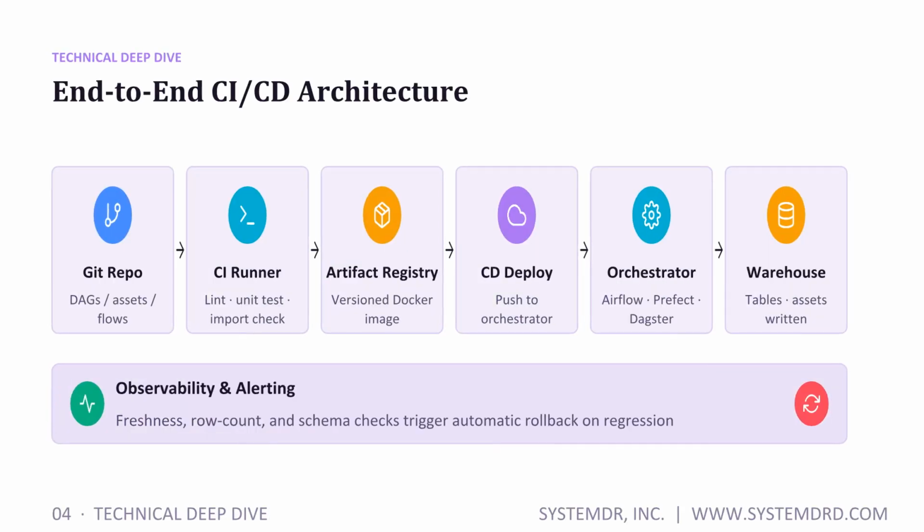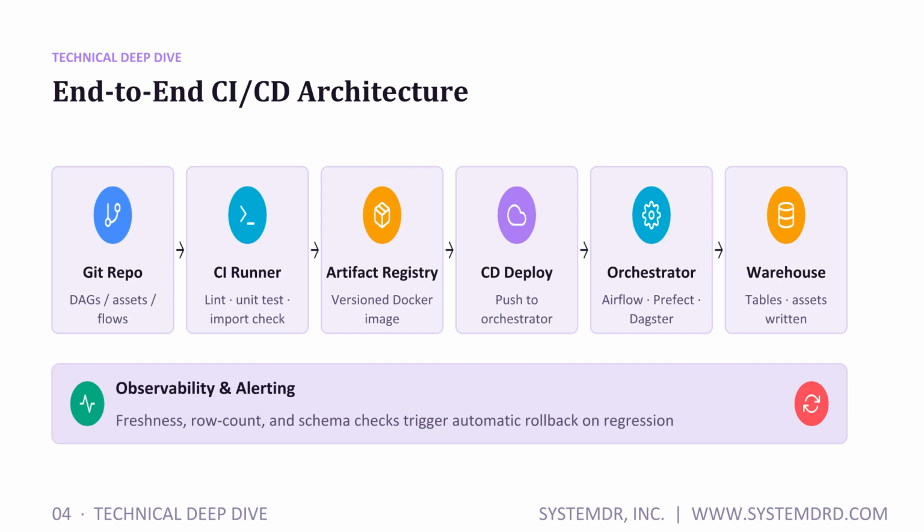Let's make this concrete with an actual reference architecture, one that works whether you're running Airflow, Prefect, or Dagster underneath. It starts, like any CI/CD pipeline, with a Git repository holding your DAGs, assets, or flows. A change lands there, and a CI runner, GitHub Actions, GitLab CI, whatever your team already uses, takes over. It lints the code, runs unit tests against individual task or asset logic, and critically, it performs a graph import check. It actually imports the module and confirms the DAG or asset graph parses without raising an exception.